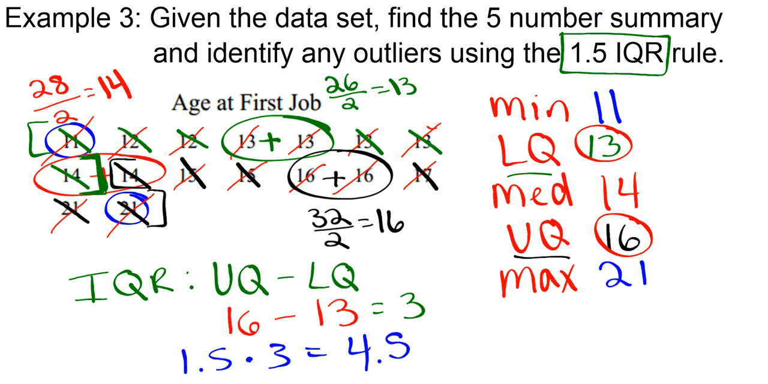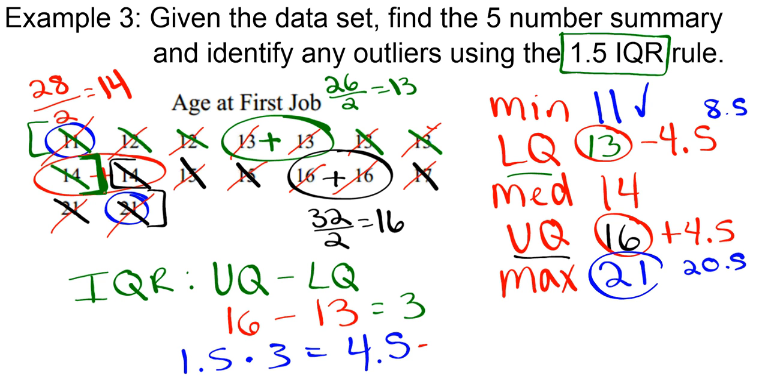Now to find out whether or not we have an outlier, I need to take this number right here and subtract it from my lower quartile and add it to my upper quartile. That will tell me how small numbers can be and how big numbers can be. Subtracting it up here is going to give us 8.5. We check: 11 is within that range, so we're good. Over here, we're going to add them, and we're going to get 20.5, which means that 21 is too big. So 21 is an outlier. It lies outside of the range that we can have.